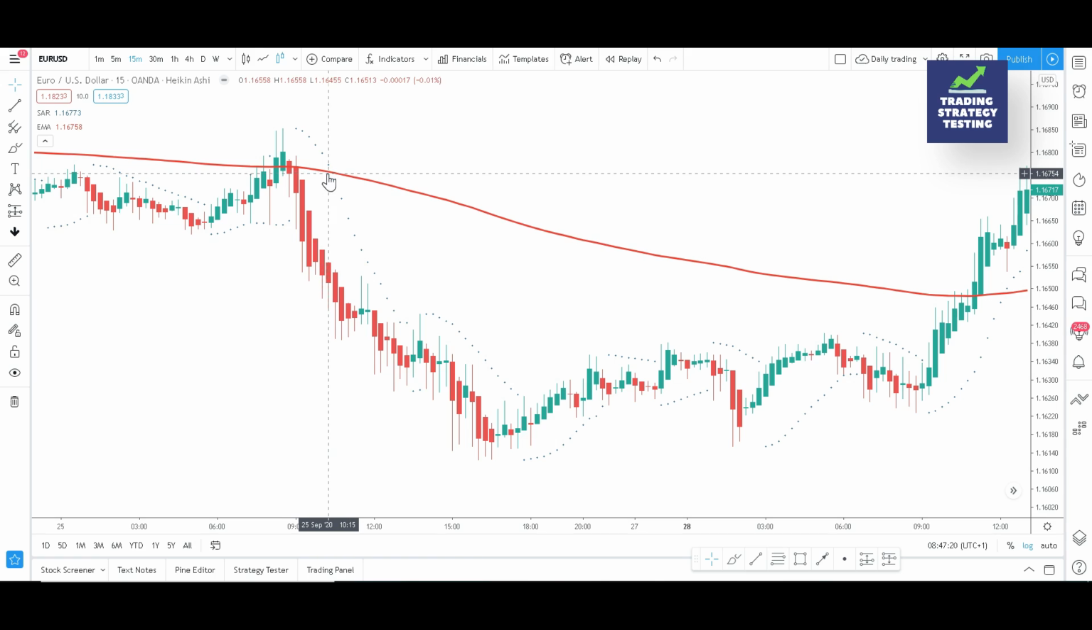We will be trading the Euro-USD Forex pair today using a 15-minute time frame.